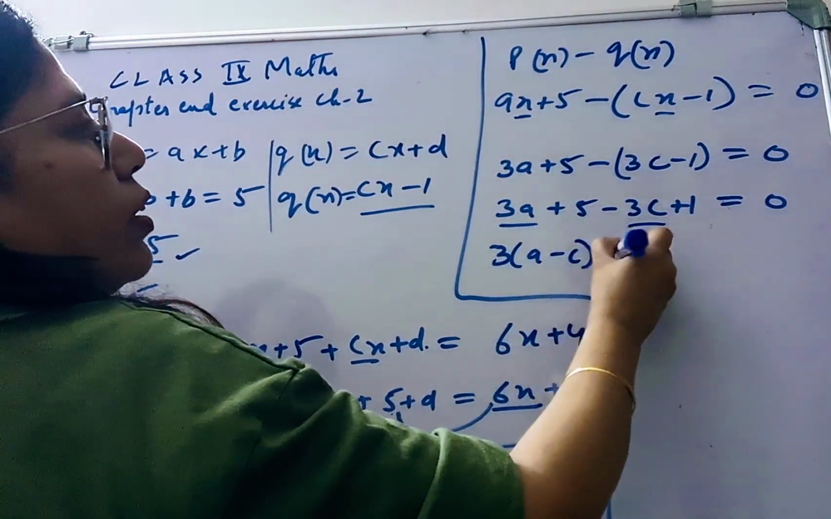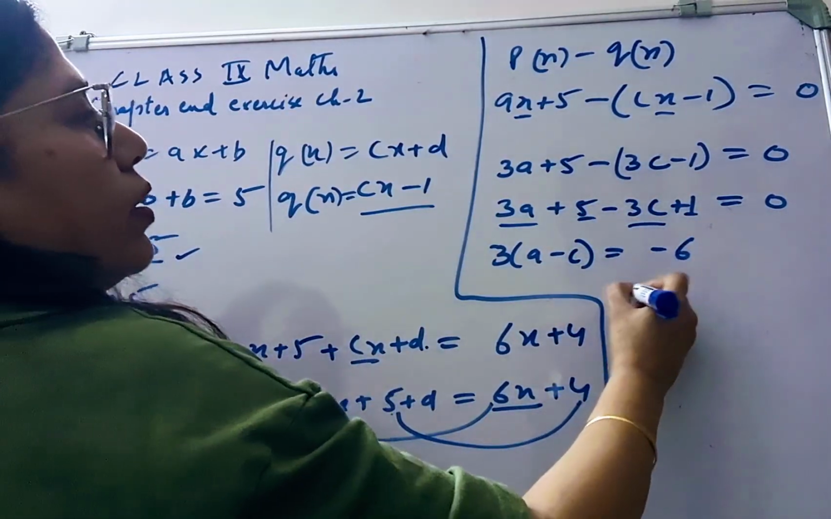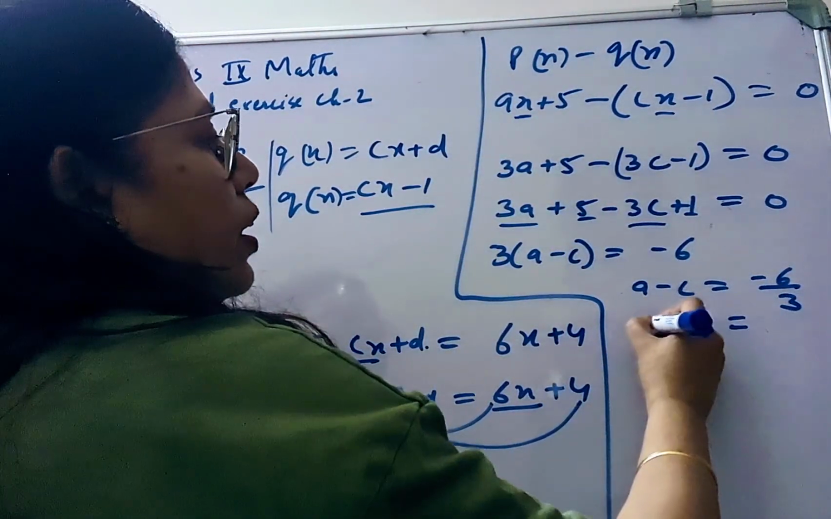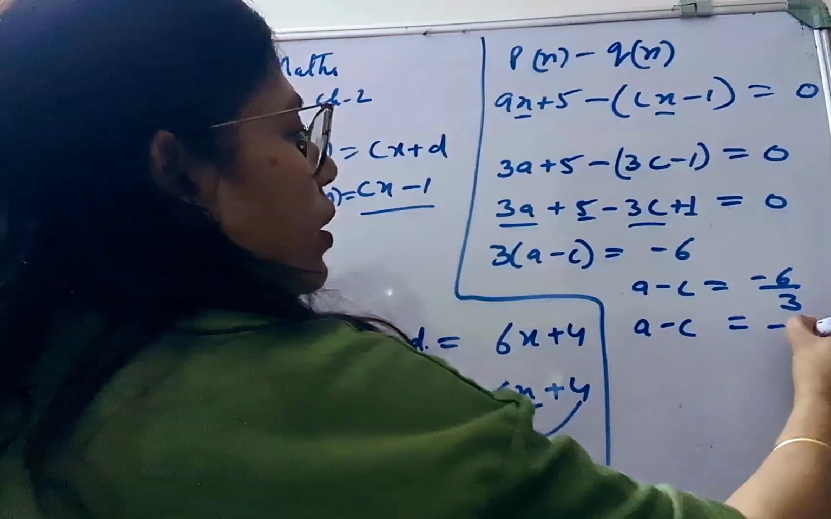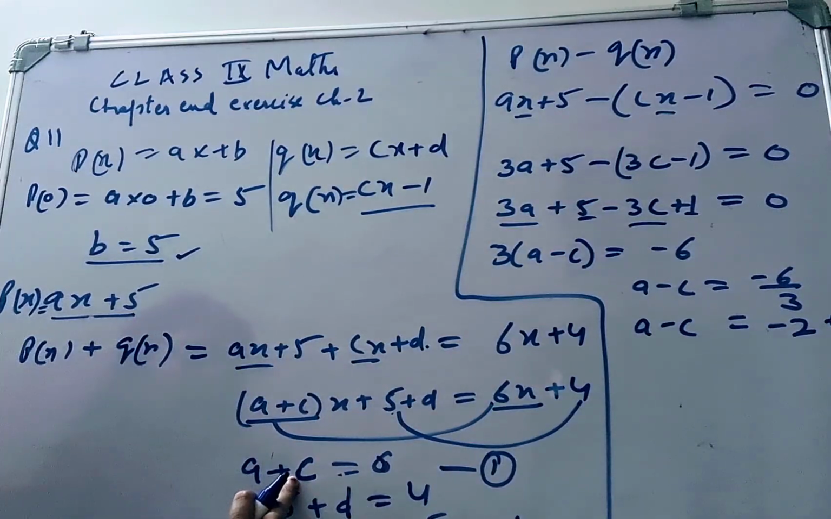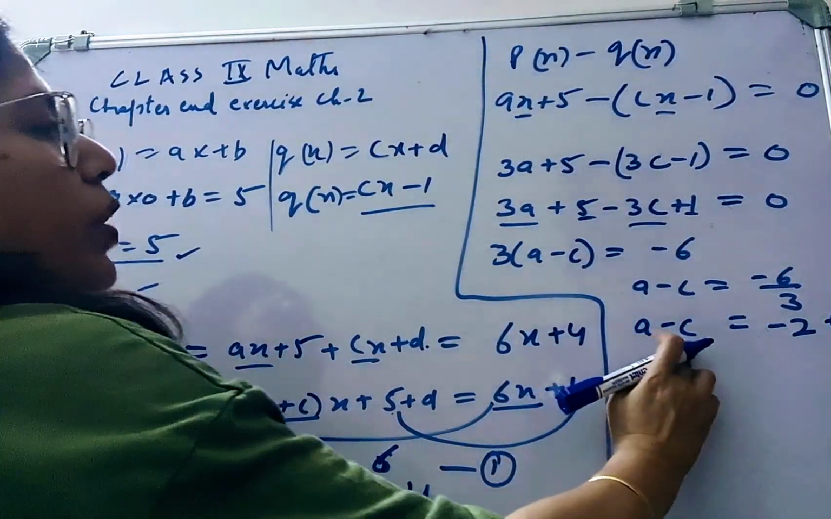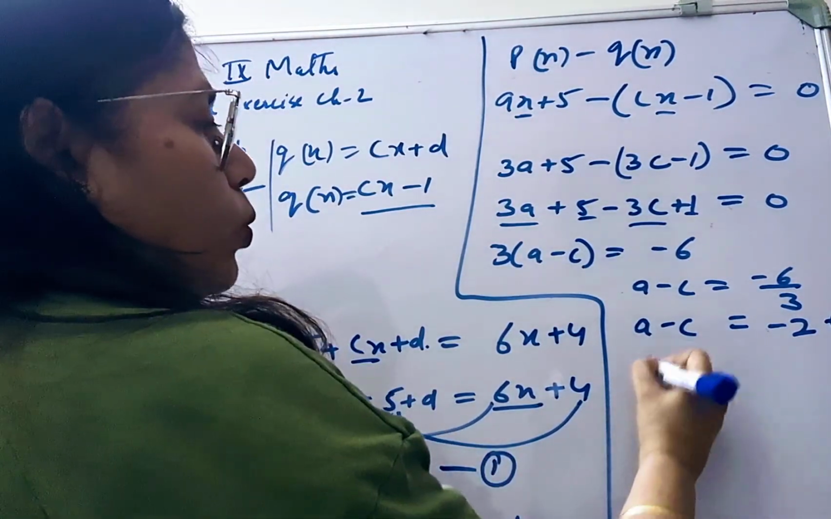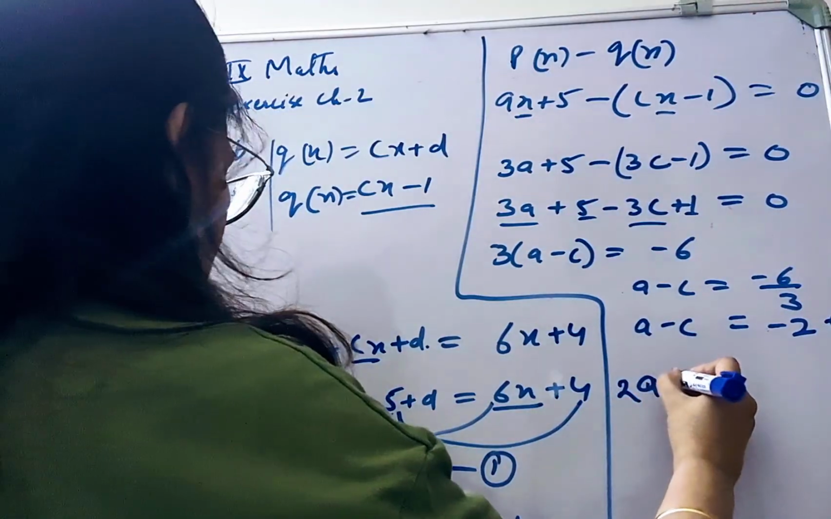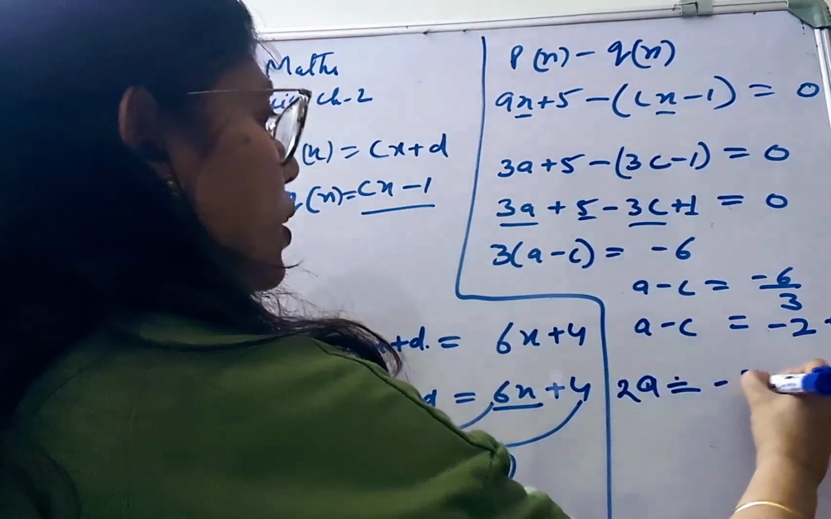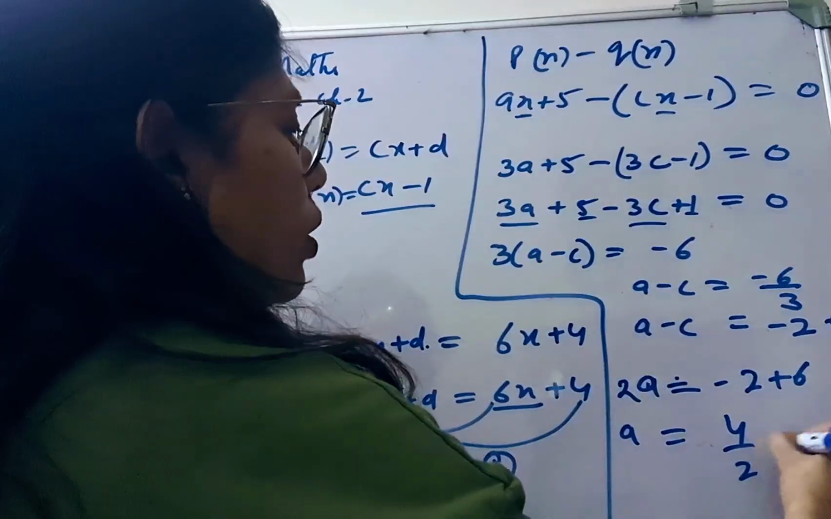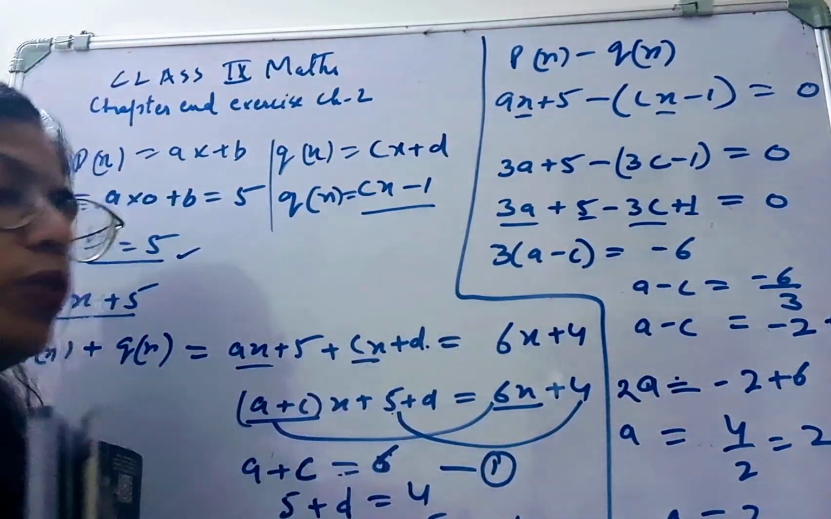So 3(a minus c) plus 6 is equal to 0. a minus c is equal to minus 6 upon 3, that is a minus c is equal to minus 2. Now here a plus c is equal to 6 and a minus c is equal to minus 2. If we add both, by adding 1 and 2, 2a is equal to 4, so a is equal to 2.